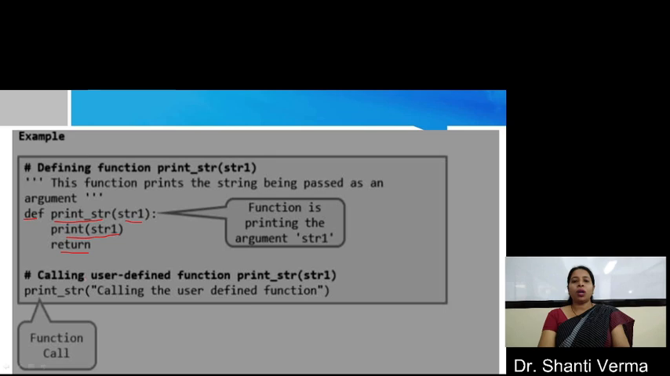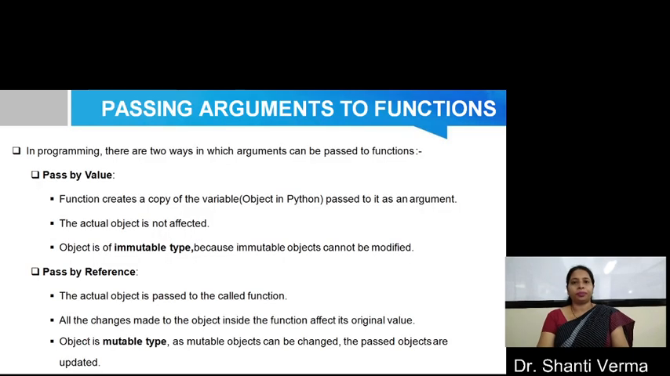None. For calling the user defined function, you have to write print_str, that is the function name, and pass the parameter as an argument. This is the function call. After executing this, you can see the output of calling the user defined function in your Python shell.